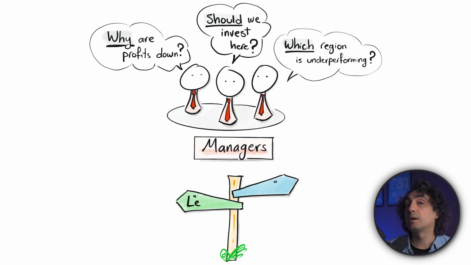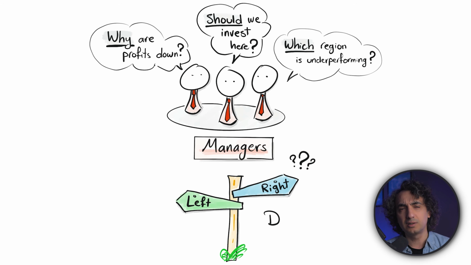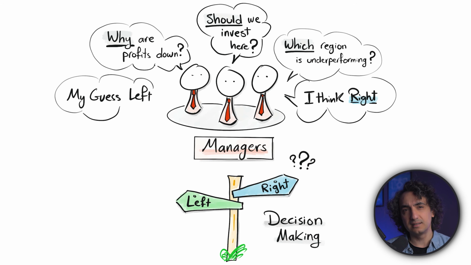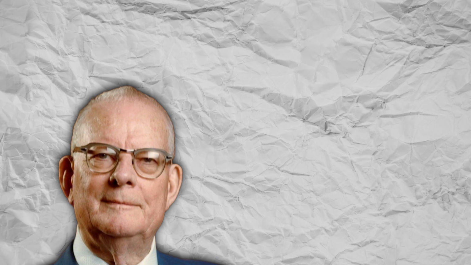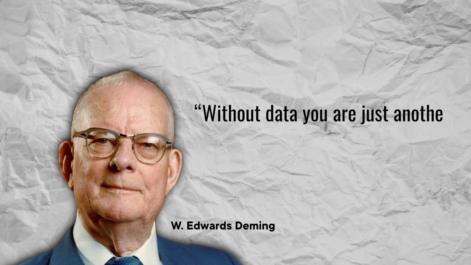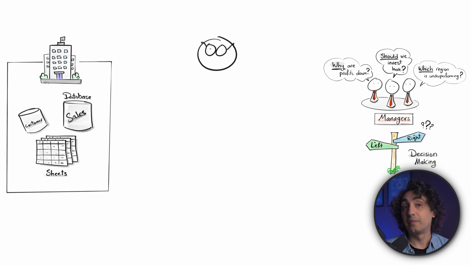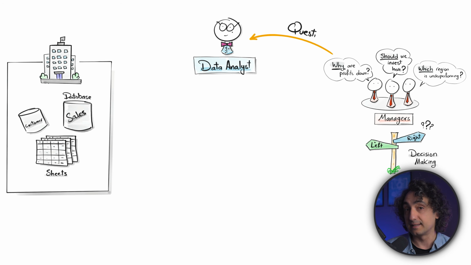So now if they try without good data, they are going to guess. So they're gonna use opinions and some gut feelings in order to answer them. Deming said it best: without data, you are just another person with an opinion. That's why most companies are gonna try to answer those questions using the company's data. And for that, the business is gonna hire a data analyst in order to find the answers from the data.